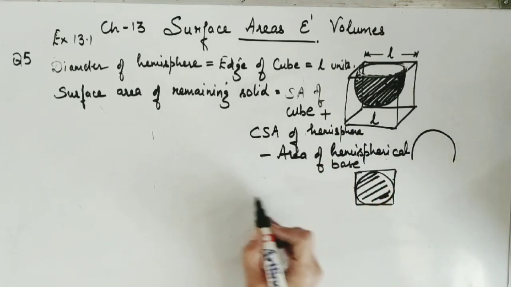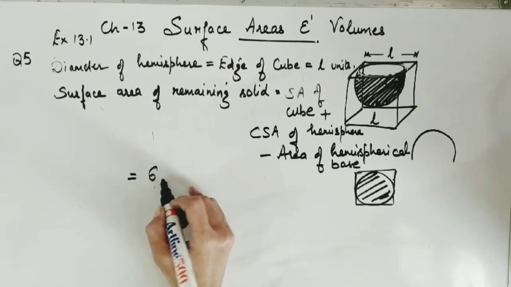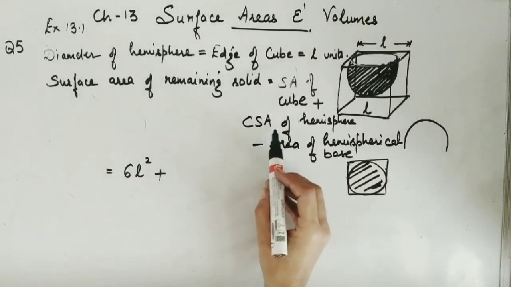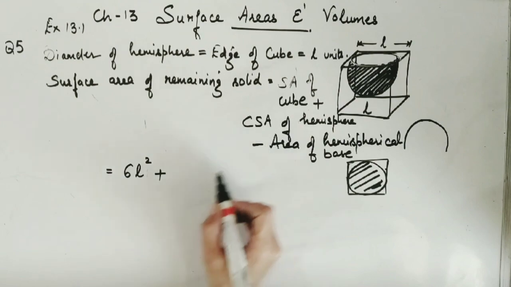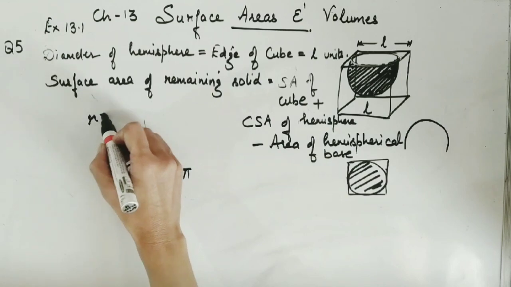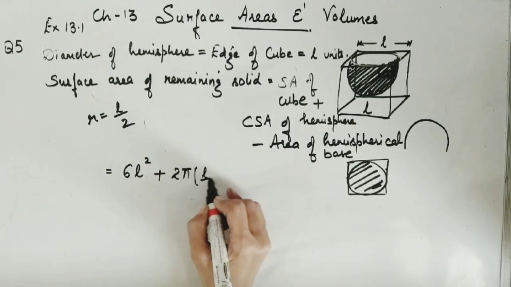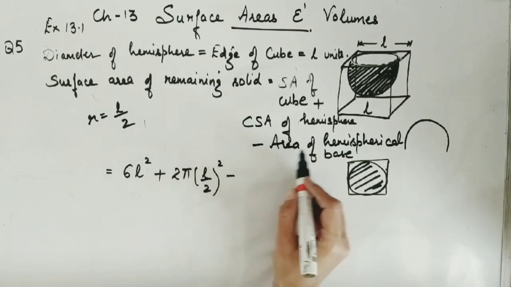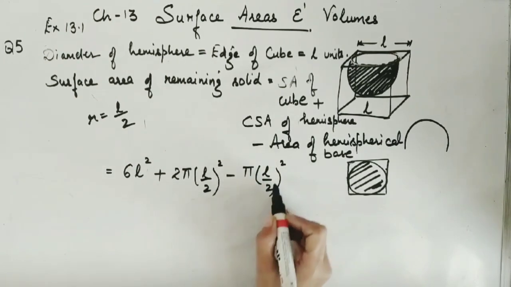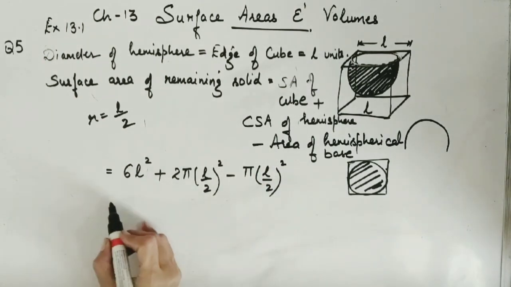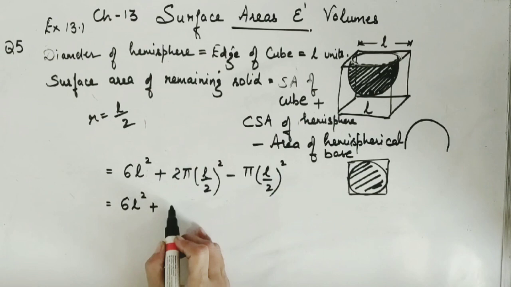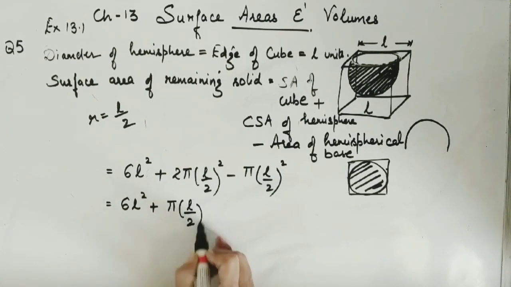Okay, let us now put in the values. Surface area of the cube is 6 side square, the side is L, so 6L square, plus CSA of hemisphere, which is 2 pi r square. If the diameter is L, the radius would be L by 2. So 2 pi (L by 2) whole square, minus the area of the hemispherical base, which is pi r square. So pi, put the value of r, (L by 2) whole square. In the next step, simplification: 2 pi (L by 2) square minus pi (L by 2) square would make it pi (L by 2) square.